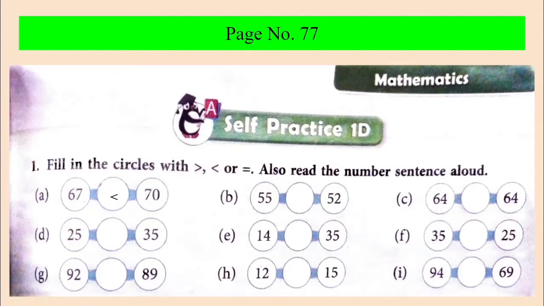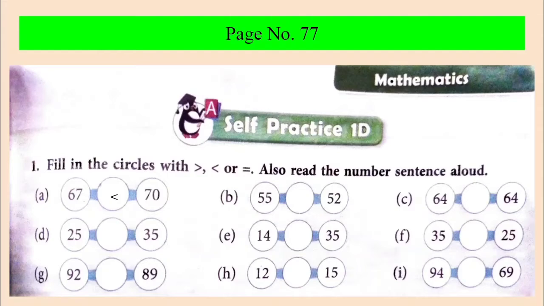Now let us look at B part. So here we have two numbers, 55 and 52. So first we will compare the digits in the tens place. We can see that we have 5 in tens place in both the numbers. So the digits in tens place are same.